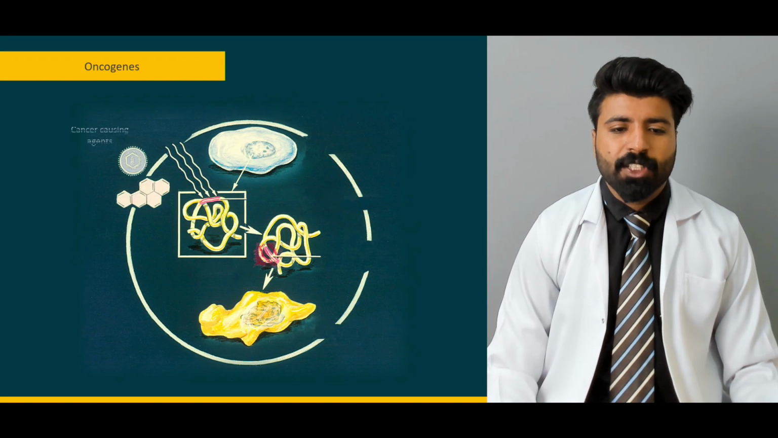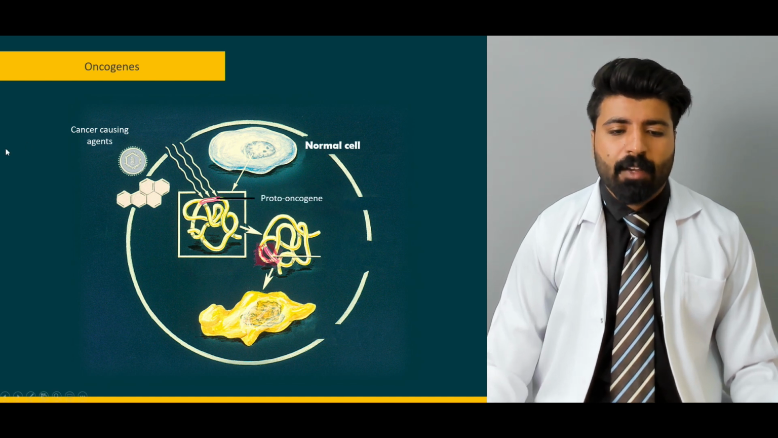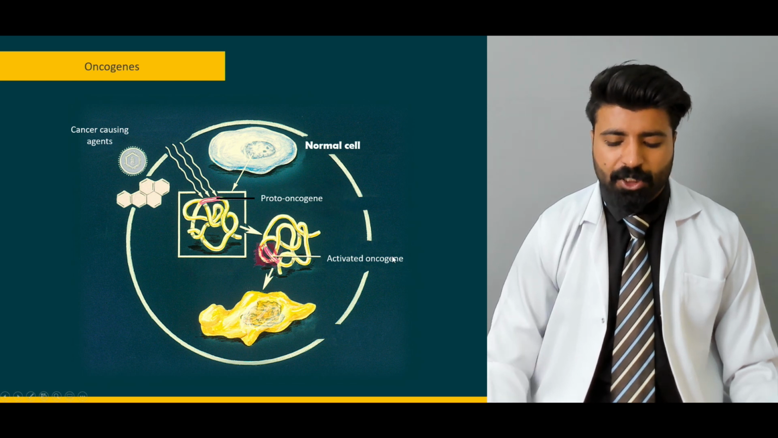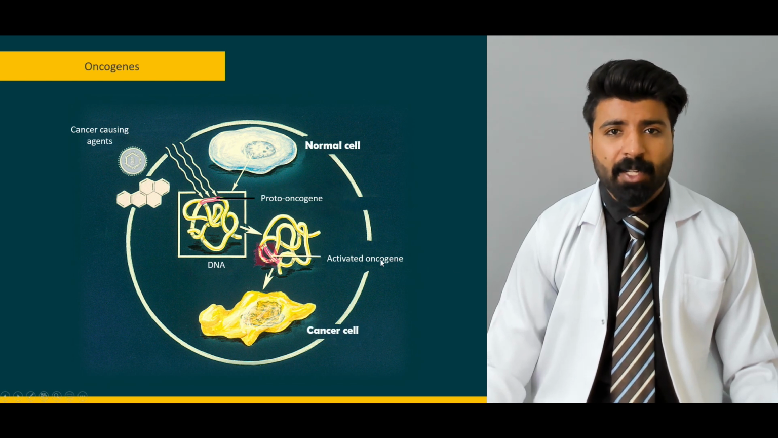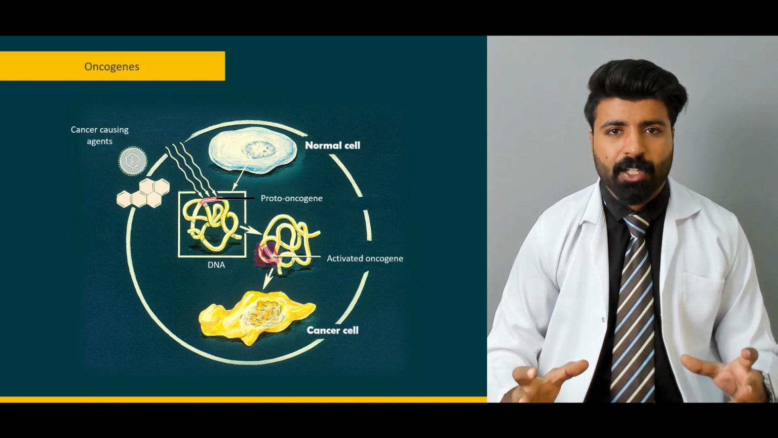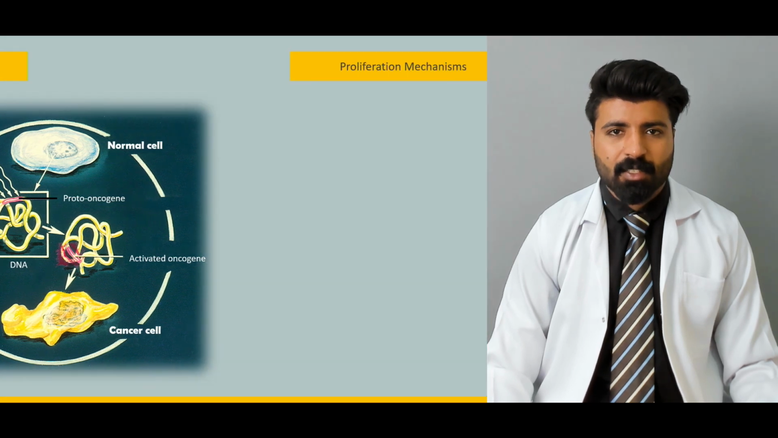We talked about oncogenes. Cancer-causing agents can be anything: arsenic, UV light, or oxidants. They affect the proto-oncogenes, and this region is destroyed. Oncogenes will be activated and DNA is altered. When oncogenes are activated, they produce a massive amount of cells which do not have normal DNA, and they are producing the cancer cells.